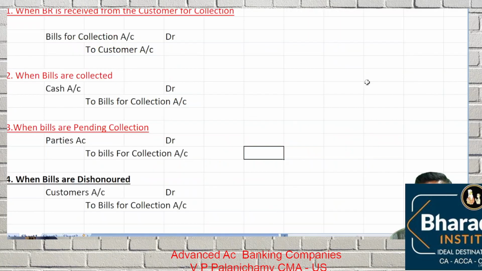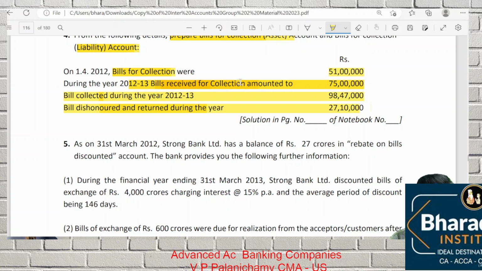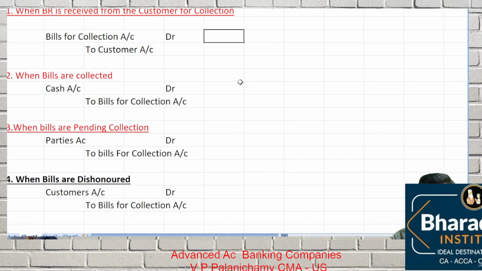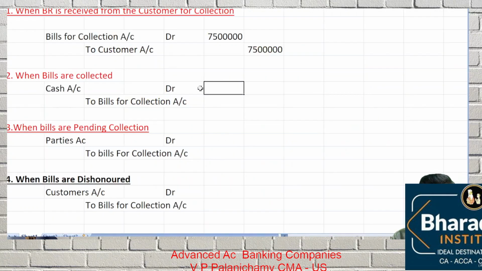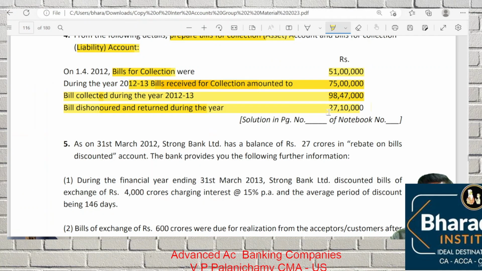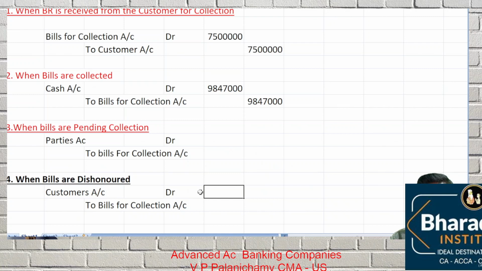Bills received for collection means from the customer we got these bills for collection. So bill for collection account debit to customer's account. Bills collected means bills we have received during the year. Cash collected 98 lakh 47,000. Just fill up. No need to pass an entry separately. Just go to the specimen entry and fill it up there itself just to save the time. Then when the bill is dishonored, customer account debit to bill for collection account.